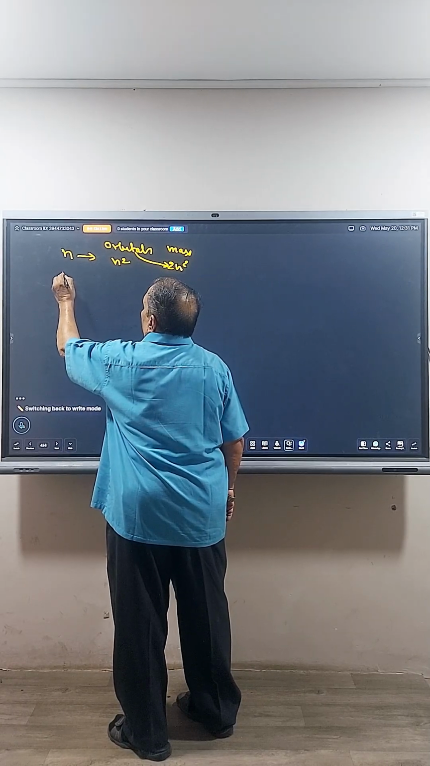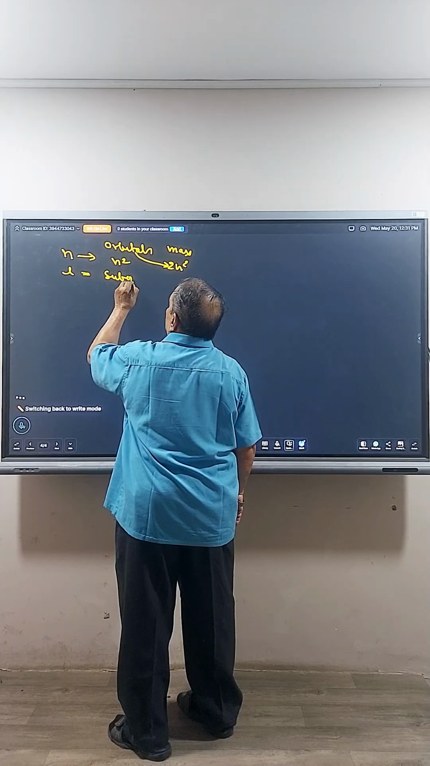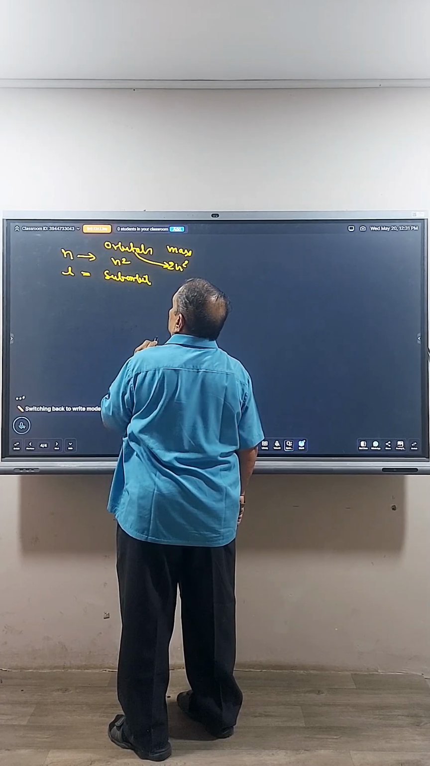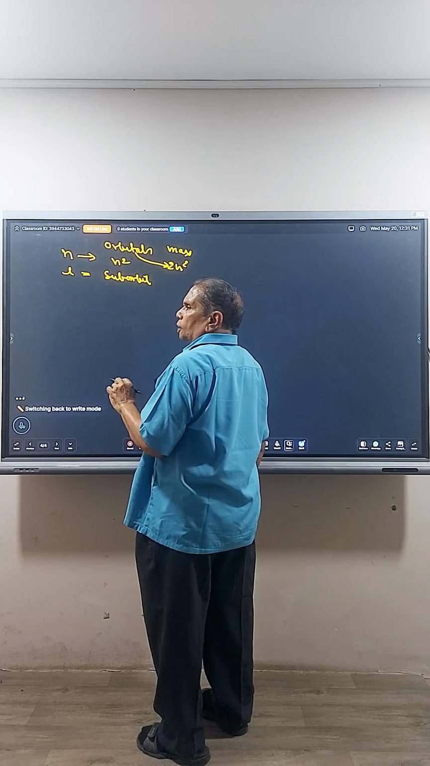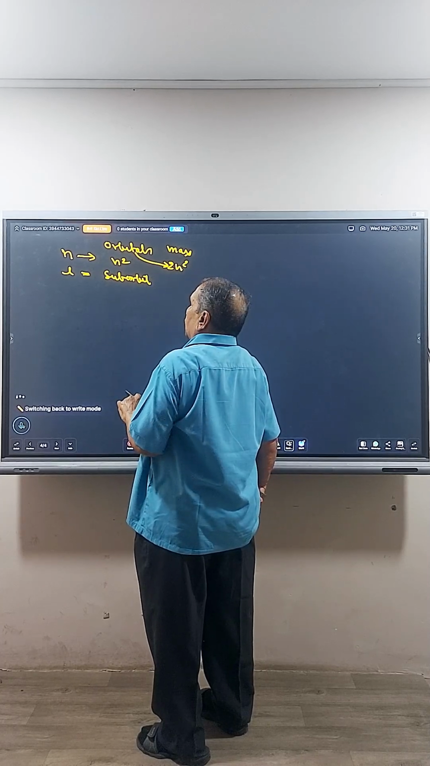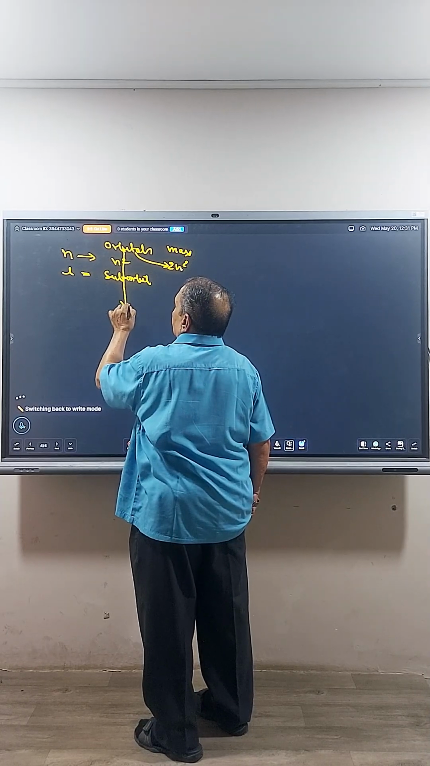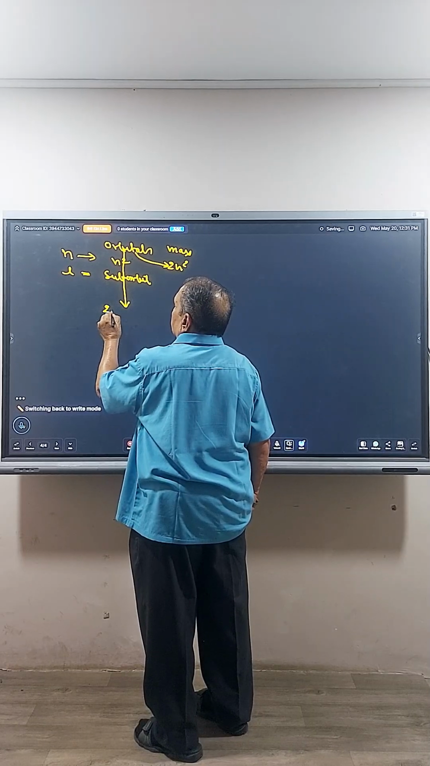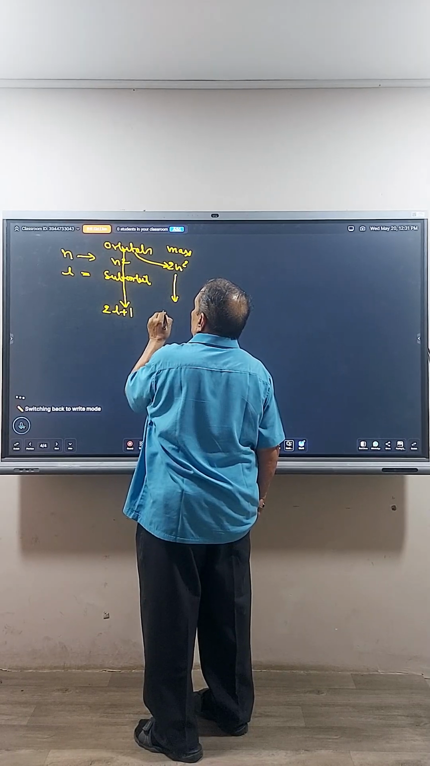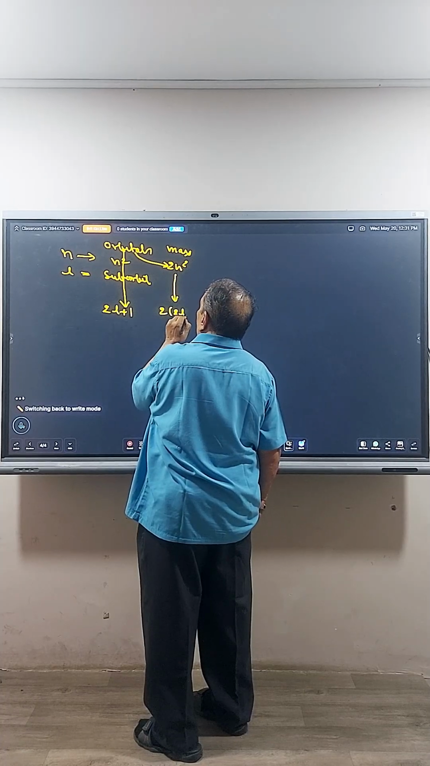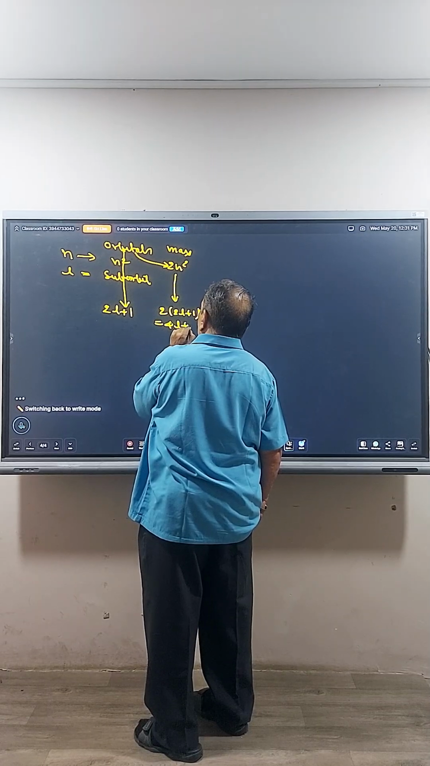Then when we come to any suborbit, if you are given the value of L, any suborbit with any n, the value does not depend on n. Number of orbitals in a suborbit is equal to 2L plus 1. So the maximum number of electrons will be equal to 2 into 2L plus 1, equal to 4L plus 2.